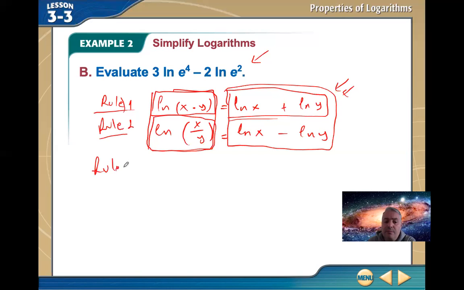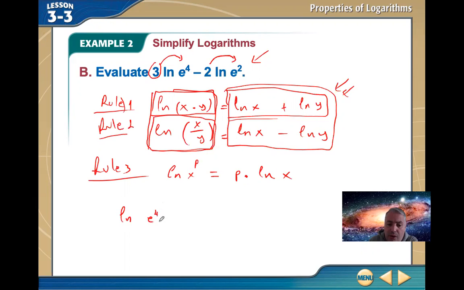And rule 3: ln x to the p is equal to p times ln x. This is the power rule. Now together, first of all, take this 3 here, take this 2 here. So can I write together again? Look, please: e to the power of 4 to the power of 3.